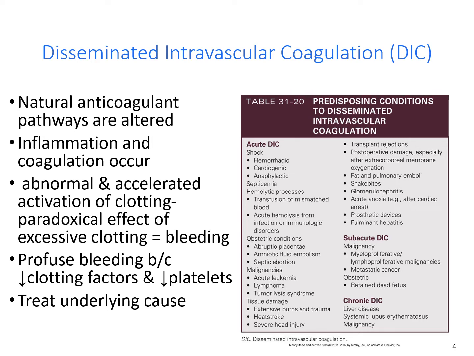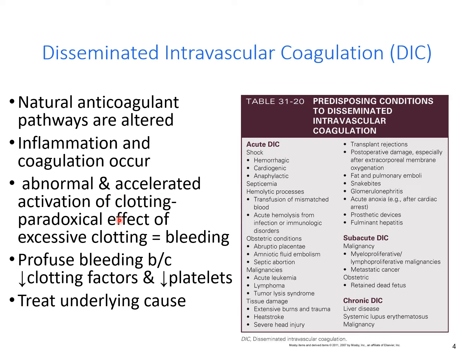So you're going to just look at these very loosely. And we are going to focus on, okay, why does a patient have DIC, right? So key word is the natural anticoagulant pathways are altered. There's inflammation and coagulation happening. There's abnormal and accelerated activation of the clotting, and then there's a paradoxical effect. So keyword is abnormal and accelerated activation of clotting.